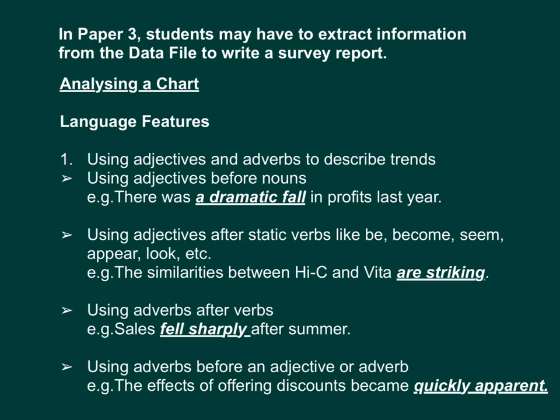Analyzing a chart. Language features. Number 1. Using adjectives and adverbs to describe trends. Using adjectives before nouns. For example, there was a dramatic fall in profits last year. Using adjectives after static verbs like be, become, seem, appear, look, etc. For example, the similarities between High C and Vita are striking.